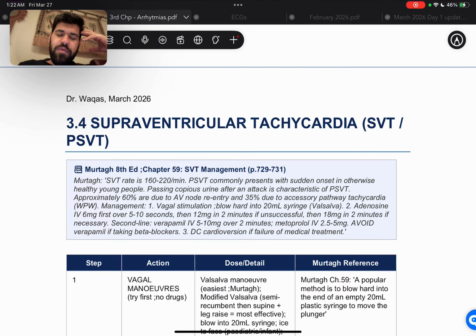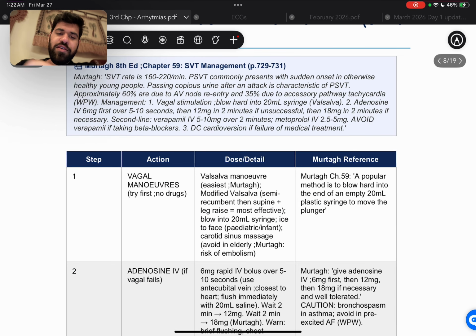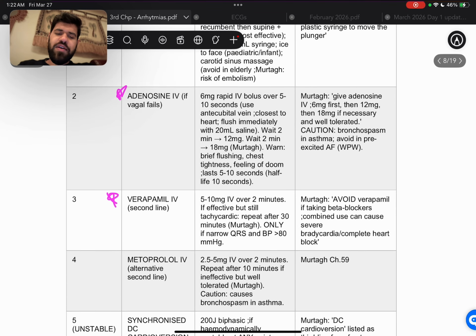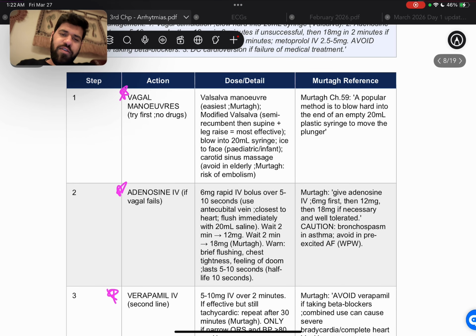topic, because in this we don't get the diagnosis or the clinical picture. We don't get the future treatments. However, we do get this vagal maneuver. I've seen a lot of questions about vagal maneuver. Then we move on to adenosine and then verapamil. A lot of the questions are just based on these first two steps.